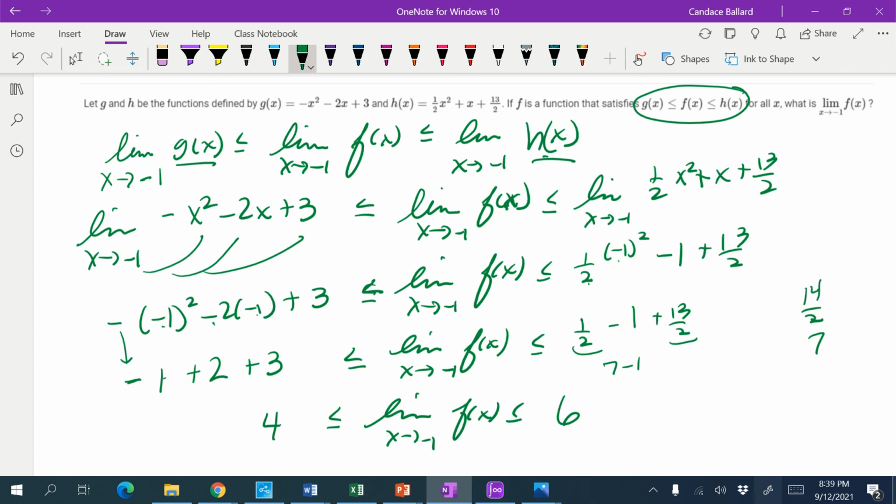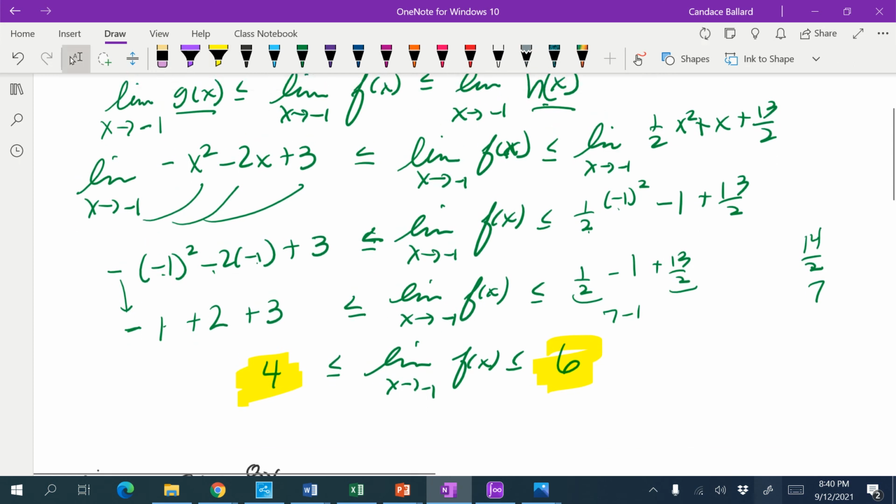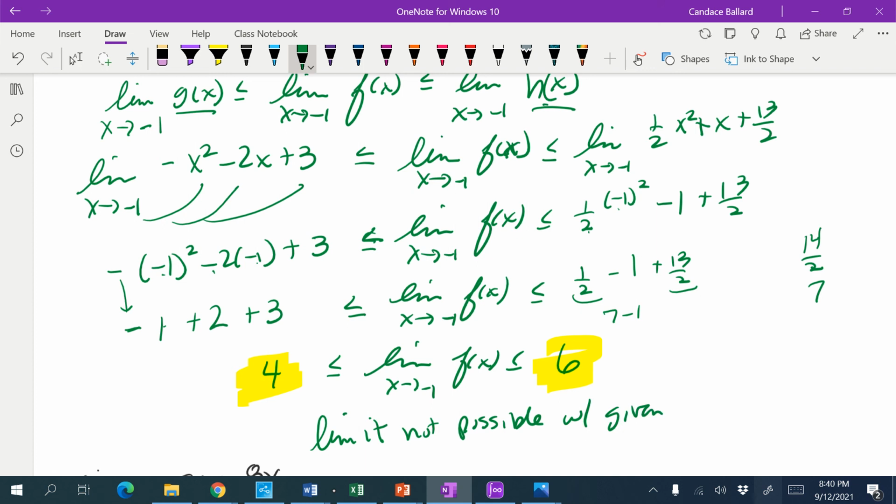So we actually have a problem on this one. What we were looking for the squeeze theorem to work is this number and this number to be exactly the same. In this case, we would not be able to find the limit. We would just say that we don't have enough information to find the limit. So limit not possible with given information.